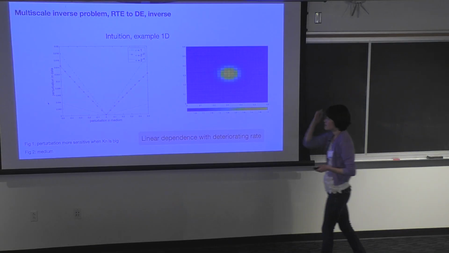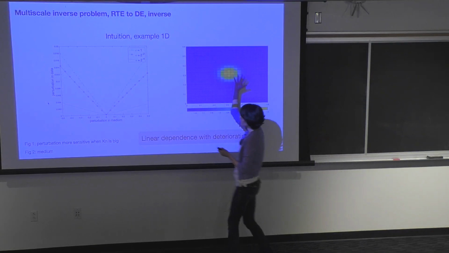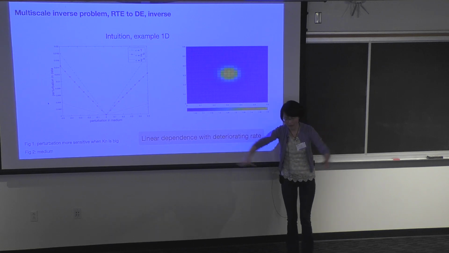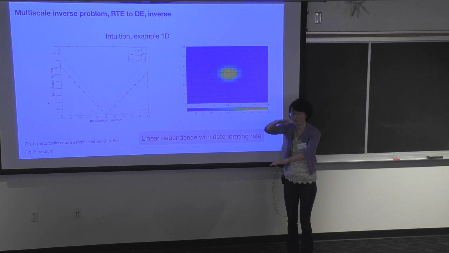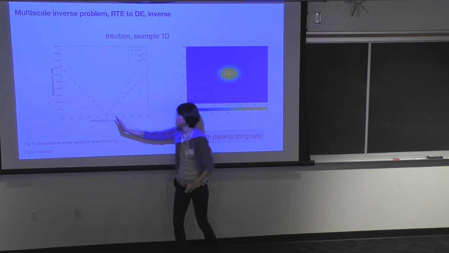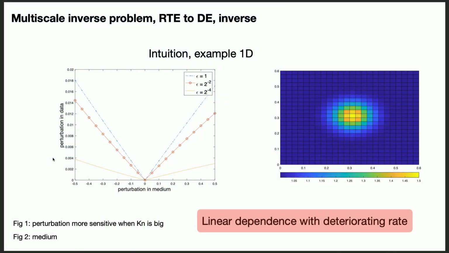So, to build up some intuition, I just performed this very simple 1D example. This media is a Gaussian bump. The only thing that you can change is the height of this Gaussian. So there's a reference, let me set it to be 0, and I perturb the height of the Gaussian to be positive or negative. And I look at the perturbation in data. So all this perturbation in data gets linearly affected.